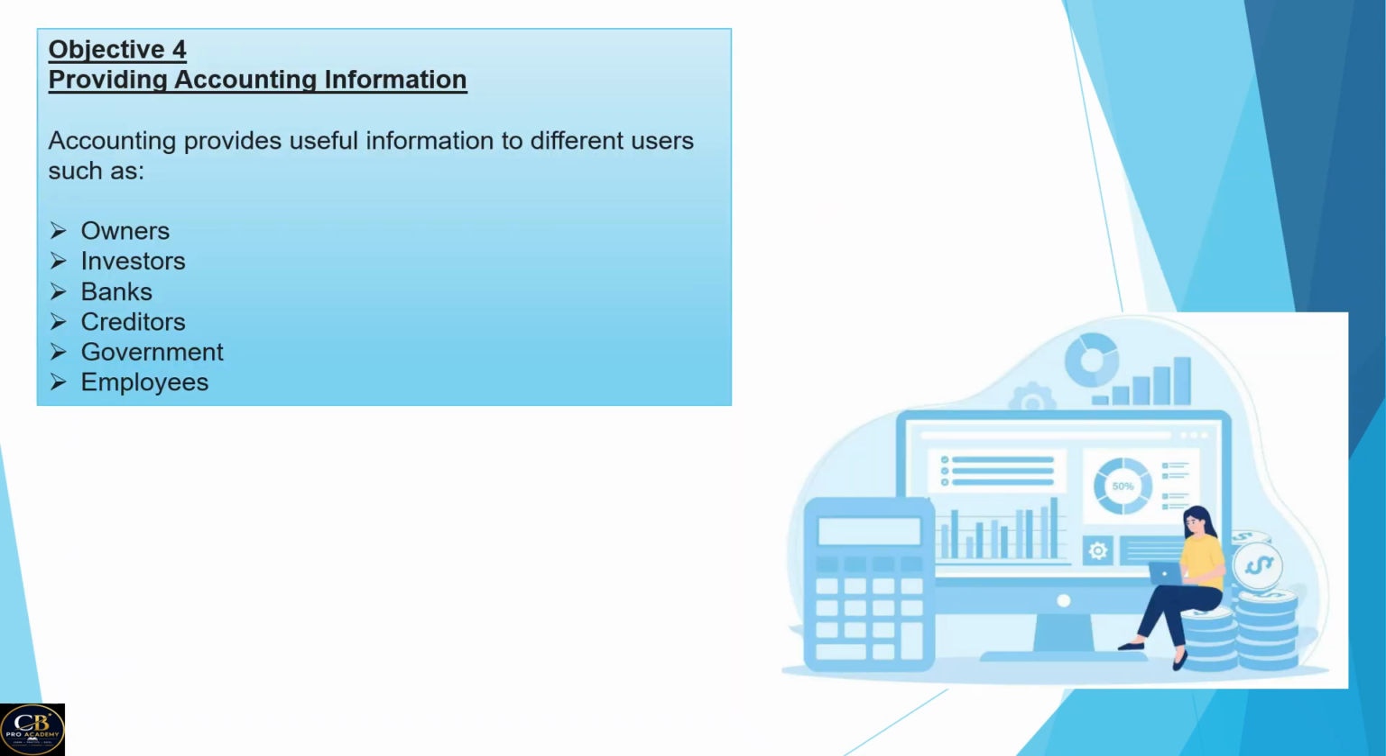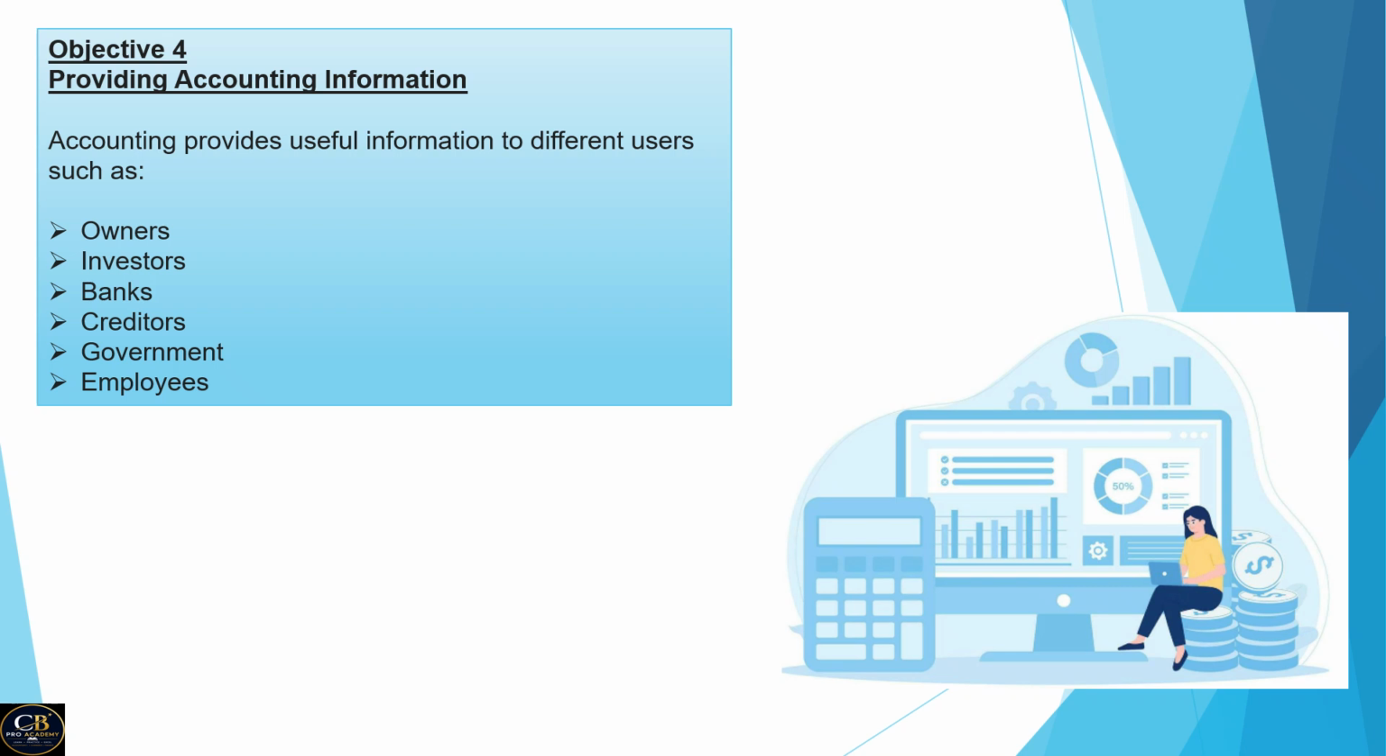Now objective 4. Objective 4 is providing accounting information. So what does accounting do? Accounting provides useful information to different users such as owners. Why do owners need this information? Owners need this to know their profit or loss. Investors. Why do investors need this information? To decide whether they should invest money or not.